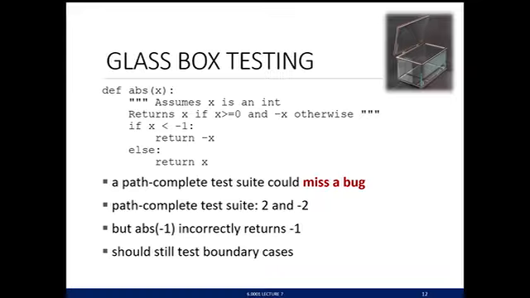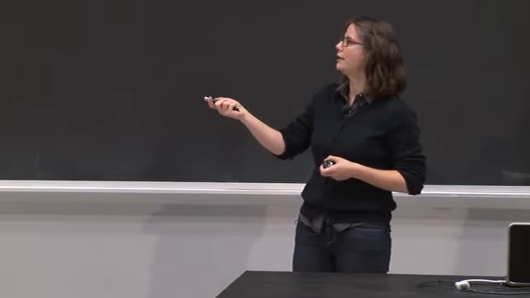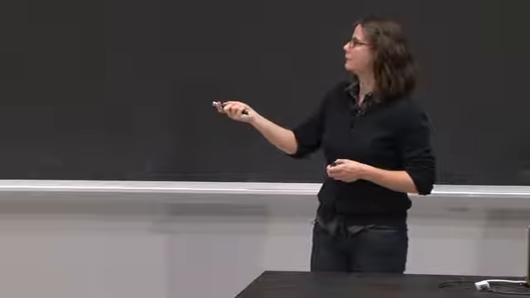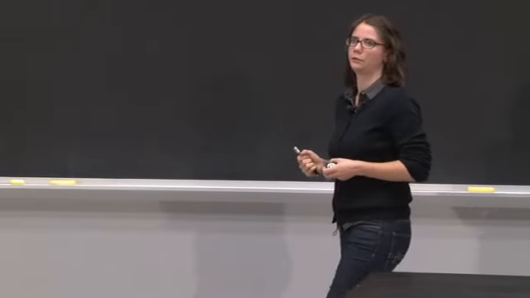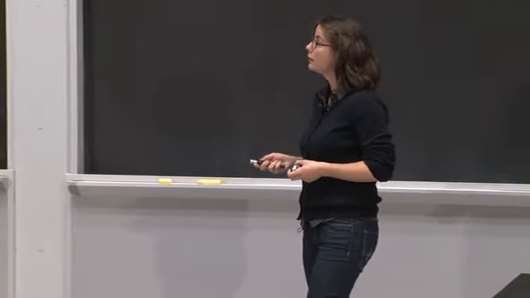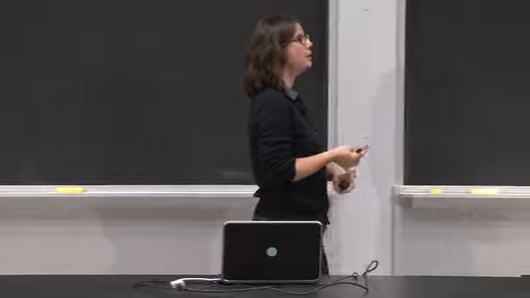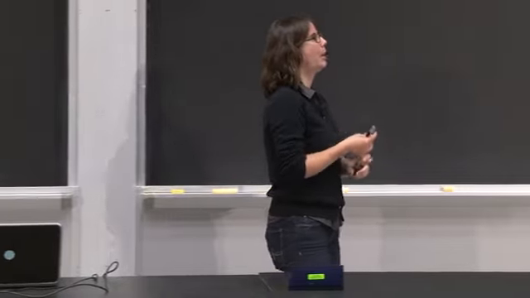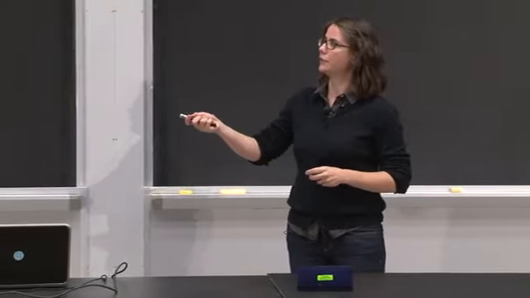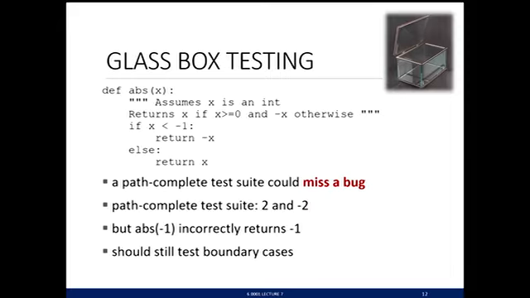But notice that while we've hit upon every possible path through this code, we've actually missed a test case, -1. So this code incorrectly classifies -1 as returning -1, right, which is wrong. So for glass box testing, in addition to making sure you're going through all the possible paths through the code, you also want to make sure you hit upon any boundary conditions. So in this case, for branches, -1 is a boundary condition.